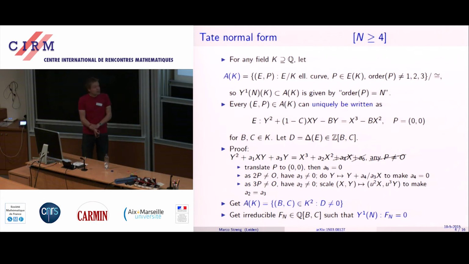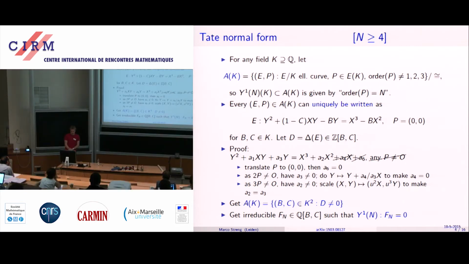Okay, so now I've made this A actually into an affine surface. It's a subvariety of the affine plane, and since Y1(n) is an irreducible curve over Q, in that surface I actually get irreducible polynomials F_n inside the polynomial ring over Q generated by B and C, such that Y1(n) is given by the equation F_n is 0. So these F_n's will be the defining equations of Y1(n), and all in one single affine plane.